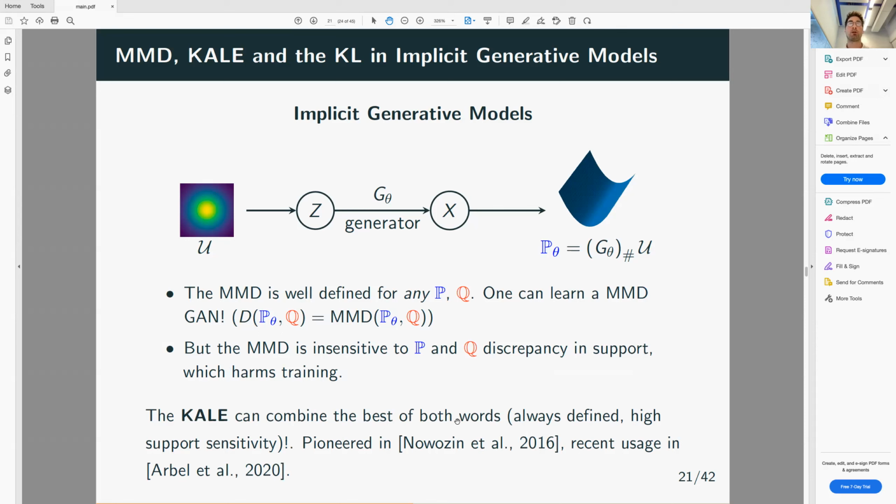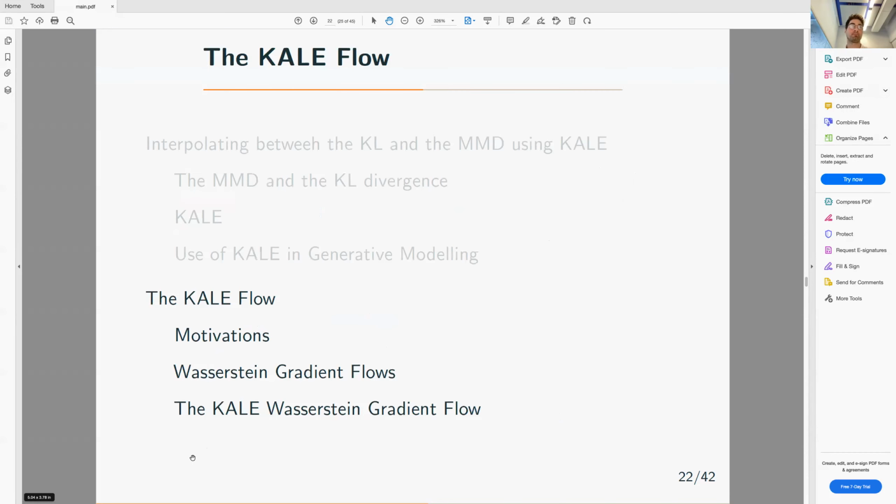And actually this work was pioneered, in a different way but using very similar ideas, by the paper of Nowozin et al. on f-GAN. But there was a more recent usage of KALE-based generative models in the generative energy-based model paper by Michael Arbel that preceded our paper. The references will be below. So that's essentially one of the main applications of KALE, training generative models.